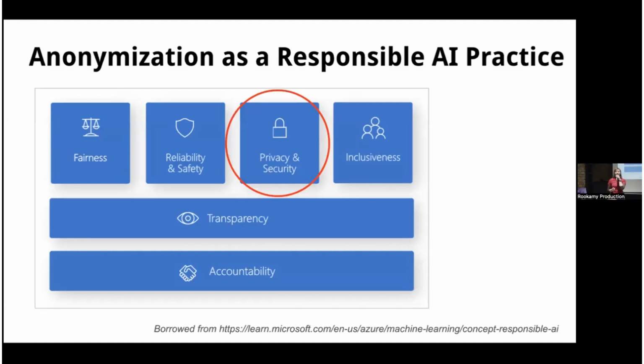When we're talking about text anonymization, we discuss it as a responsible AI practice, and that's why I'm discussing text anonymization at the Responsible AI meetup.